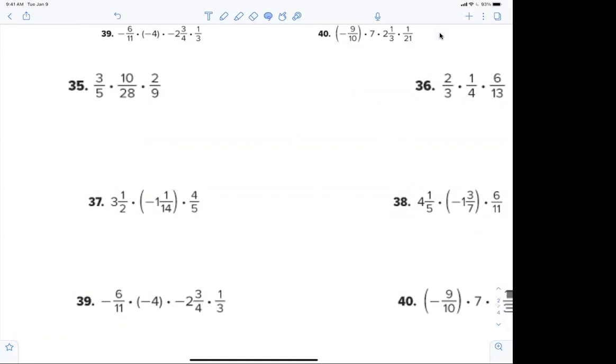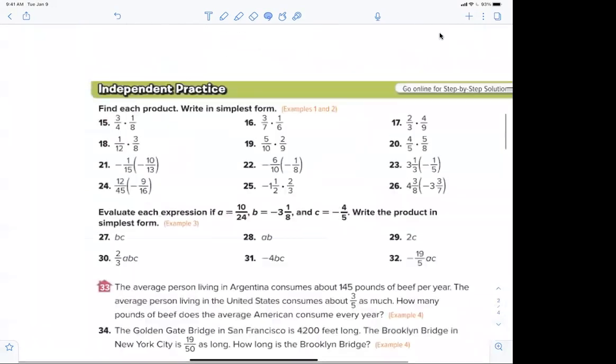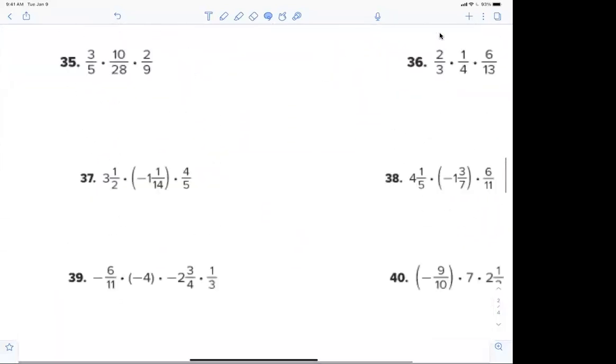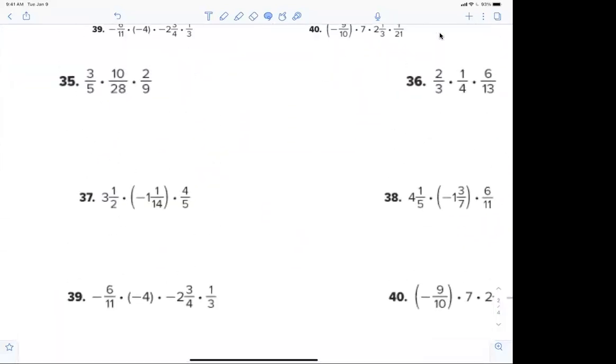This is section 3-3. You just put that at the top of your paper, section 3-3. This is a continuation of yesterday. Oh, like 35 to 42? Well, yeah, I'm not worried about the numbers. I'm going to tell you exactly what I want you to do.